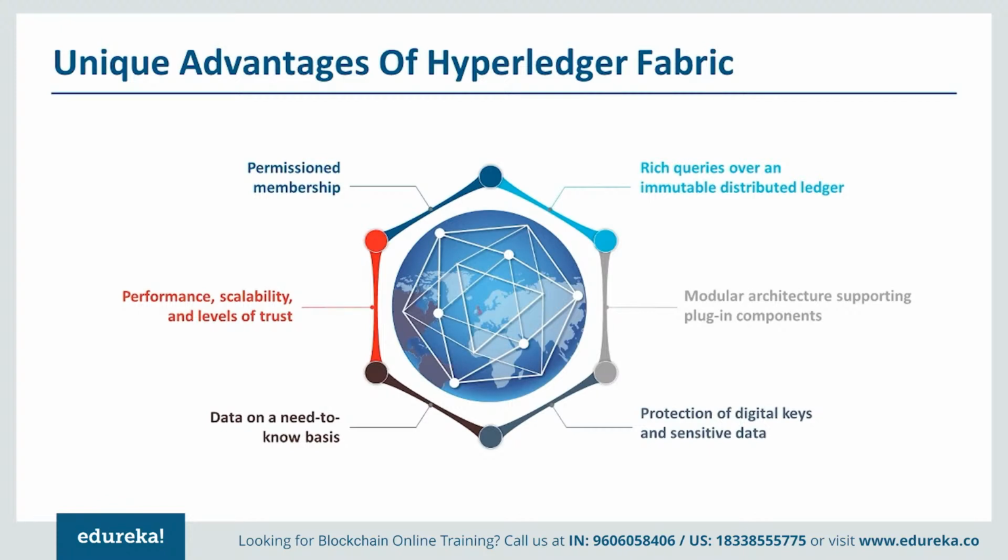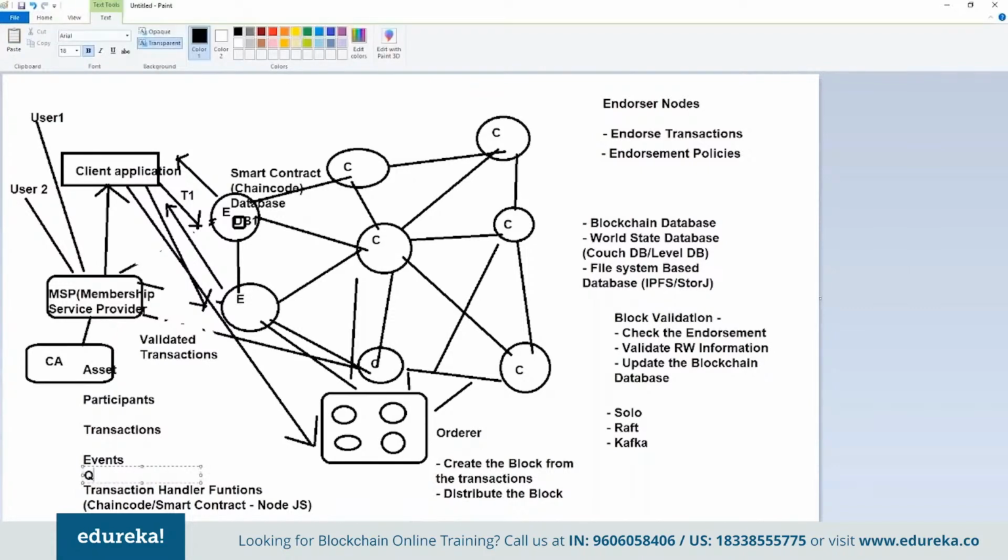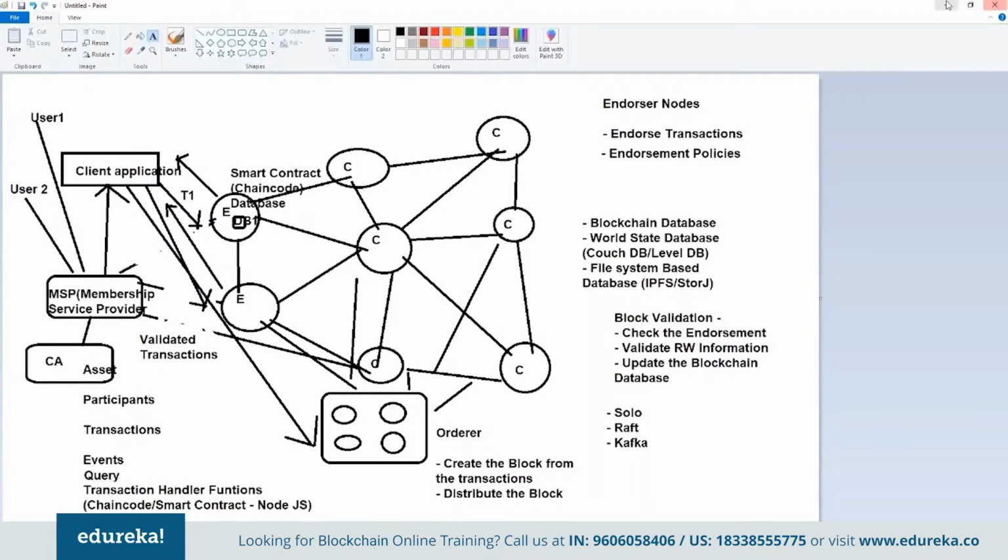One, you have permissioned membership. You have rich queries over an immutable distributed ledger. So you can write a query file. I think I missed it here. Apart from assets, participants, transactions, and events, you can also define queries. A query is a special file where you can define SQL-like queries of what information you are expecting from this blockchain at any point in time. Those are your queries, and those are rich in nature because you can define simple SQL-like queries for reporting purposes. Then you have the modular architecture supporting plugin components.